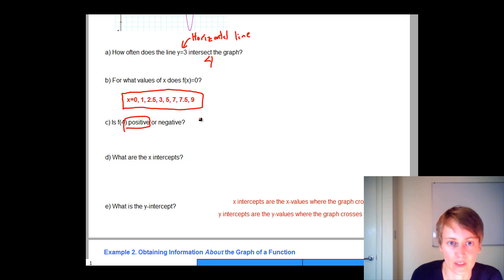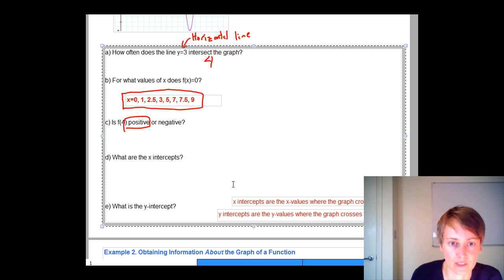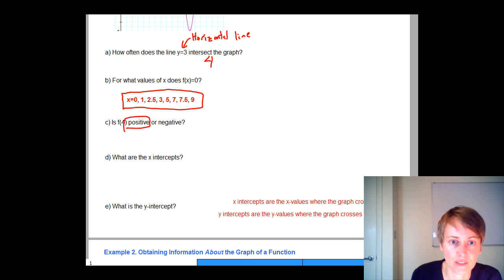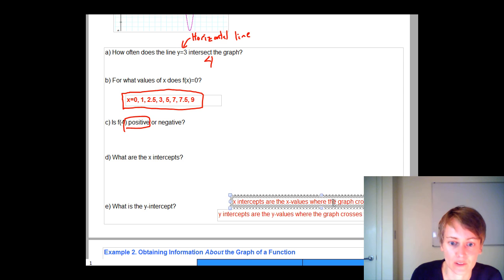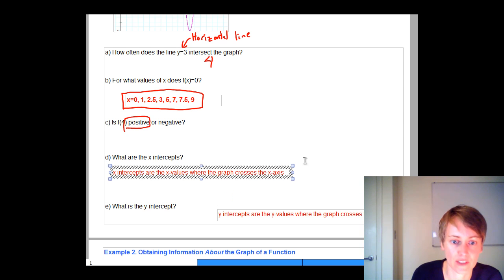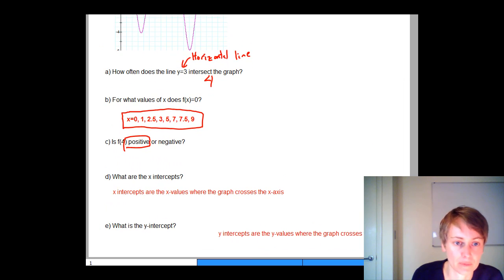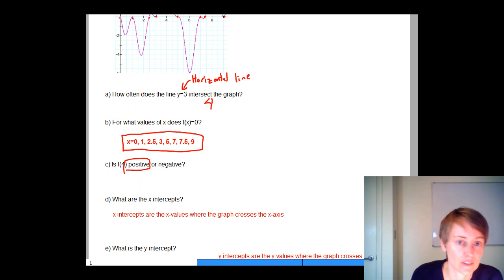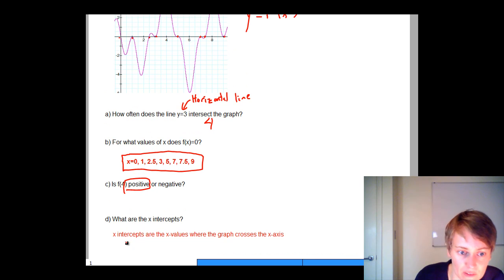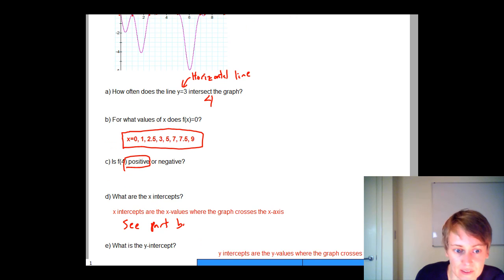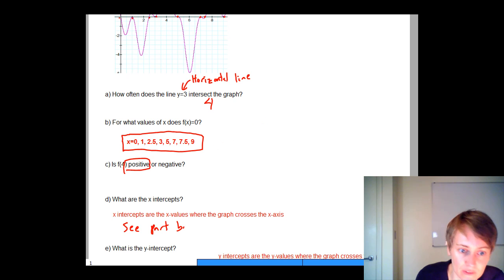Okay, what are the x-intercepts? So I'd already written it down here. I'm going to move it next to it. The x-intercepts are the x values where the graph crosses the x-axis. It turns out we had already looked at that when we did part B, because we were looking at the x values where the graph hit the x-axis. So the answer to D, the x-intercepts, well, those are those 8 places. So I'm going to say see part B rather than write it out again. That's the answer. It's those 8 numbers.